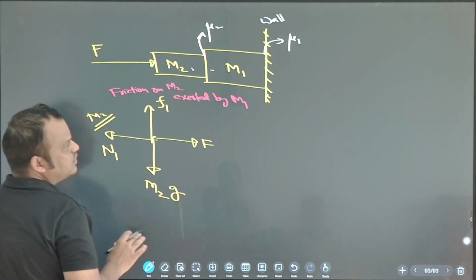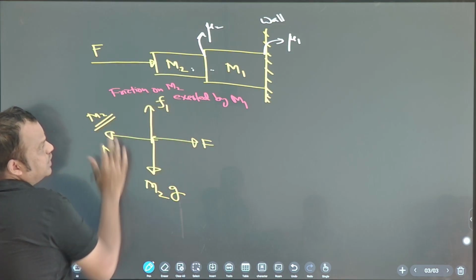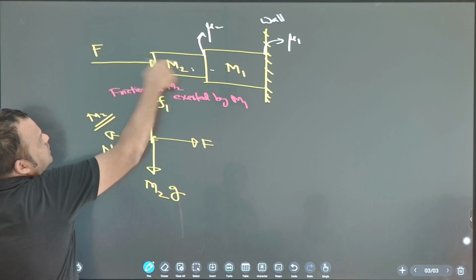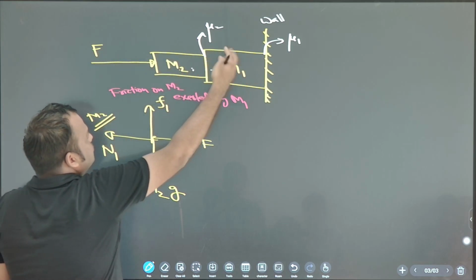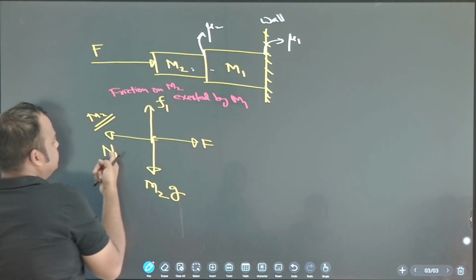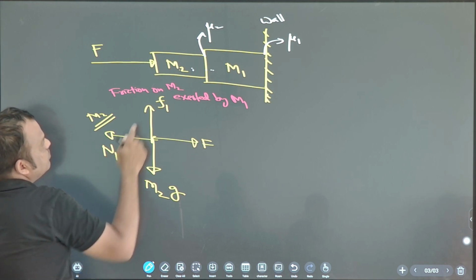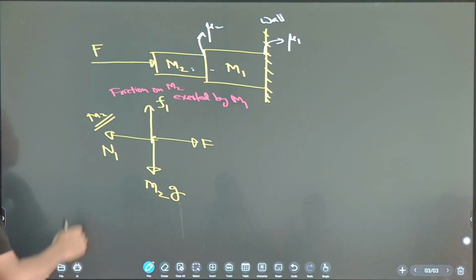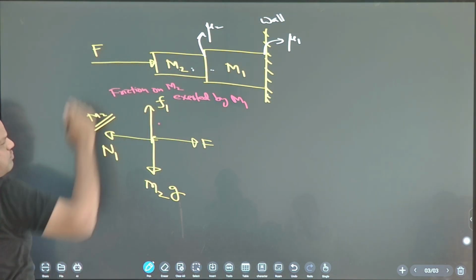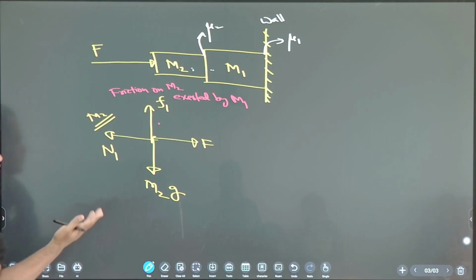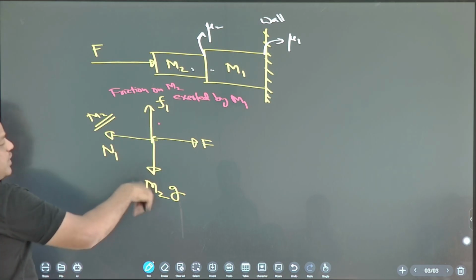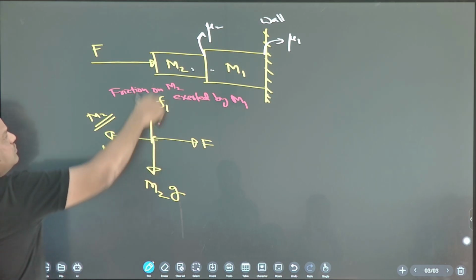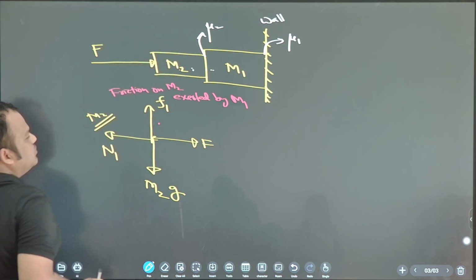Is this clear, everyone? This diagram, any problem? Capital F you are exerting on M2, normal from M1 to the left, friction from M1. Why is friction up? Tell me. Because weight is down, so friction is up. Okay.